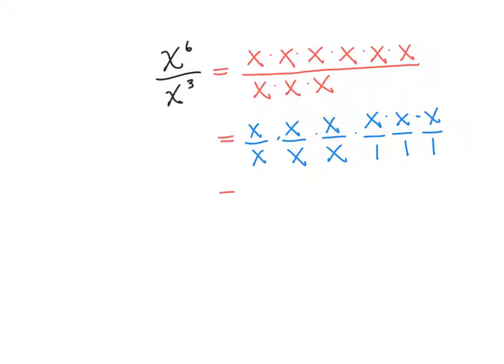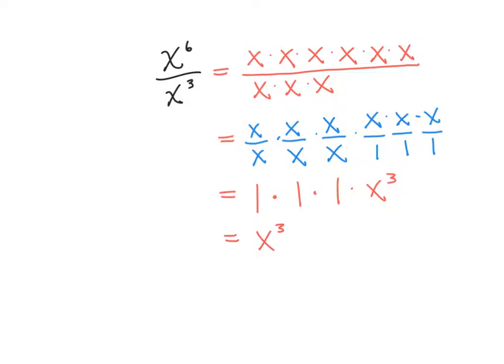Hopefully we all remember as well that any number, with the exception of 0, divided by itself always equals 1. So this equals 1 times 1 times 1. And then what's left here is x times x times x, and that's just equal to x to the third. So our final answer here is x to the third.